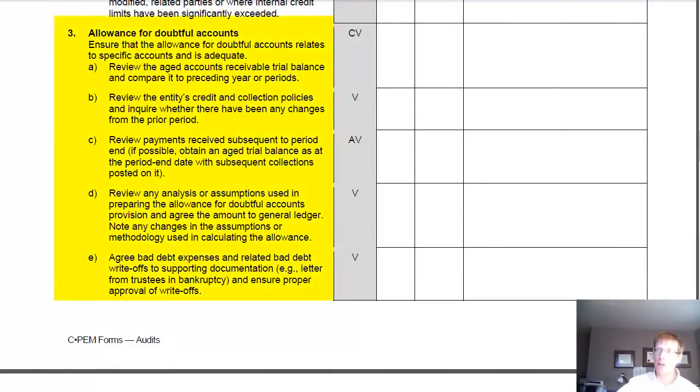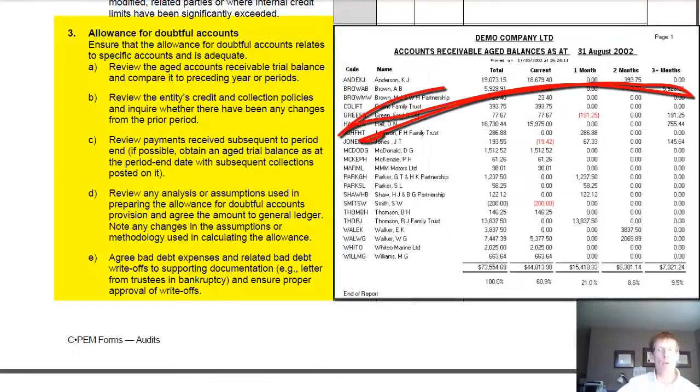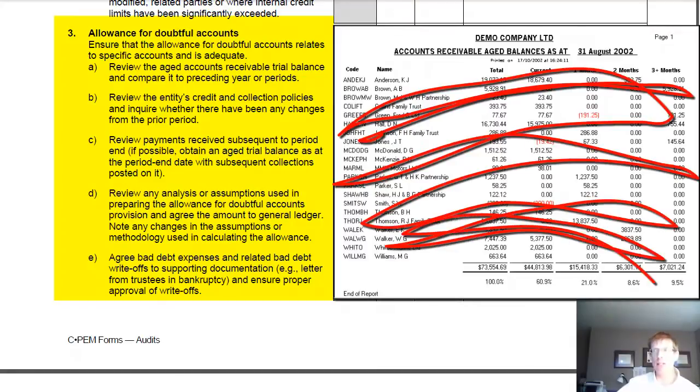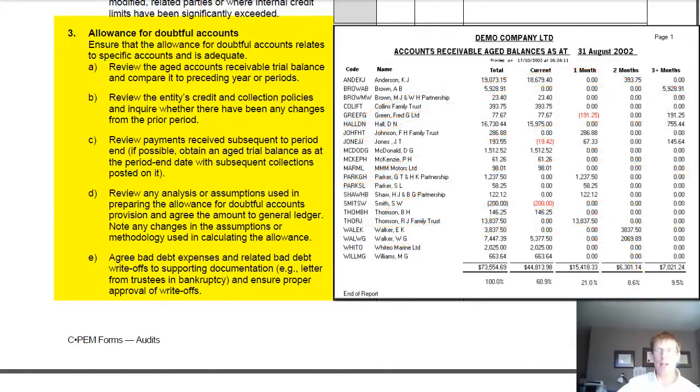You'll notice that a lot of these procedures are addressing the valuation of our accounts receivable. So here we're going to ensure that the allowance for doubtful accounts relates to accounts that are specific and it's adequate. So we will review the aged accounts receivable listing. We will review the entity's credit and collection policies, inquire whether there's been any changes during the period. We will review these payments subsequent to the period end, as these subsequent payments are good validation that the valuation of the accounts receivable at the period end is adequate.